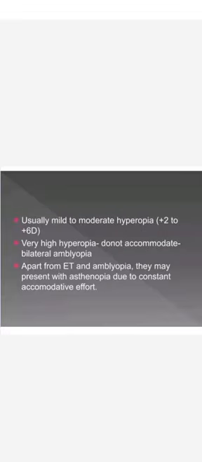Normal AC/A ratios, therefore ET is the same for distance and near, within 50 PD. No convergence excess. It responds well to full cycloplegic correction of hyperopia. Usually mild and moderate hyperopia is +2 to +6 diopter. Very high hyperopia does not accommodate, causing bilateral amblyopia. Apart from ET and amblyopia, they may present with asthenopia due to constant accommodative effort.